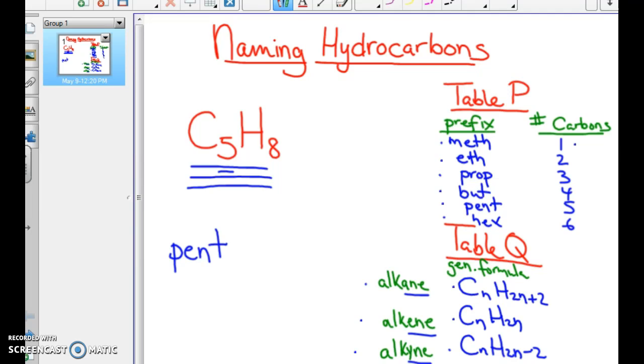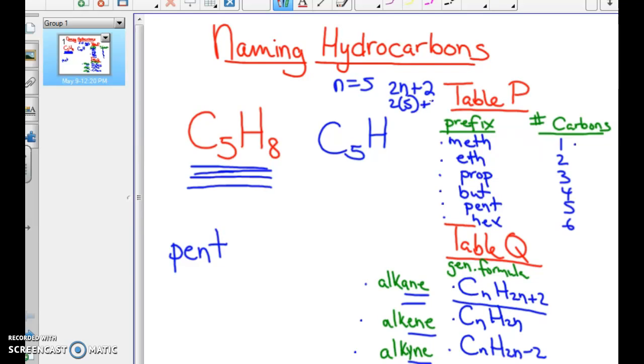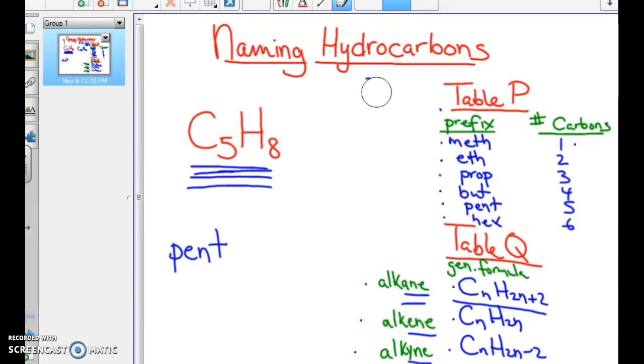If I have 5 carbons, let's say I'm just going to try this out blindly. Maybe I think it's an alkane. Maybe I think that this formula corresponds to the specific formula. If n equals 5, well then, H should indeed be equal to 2n plus 2, which is 2 times 5 plus 2, 12. No. Clearly, this is not an alkane.